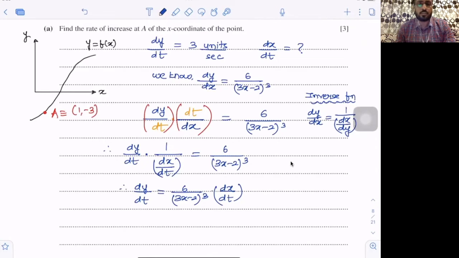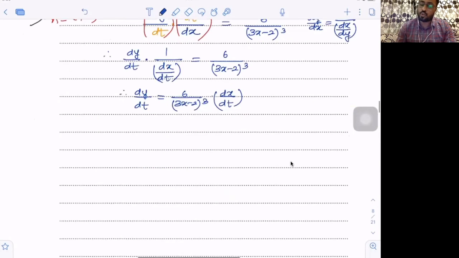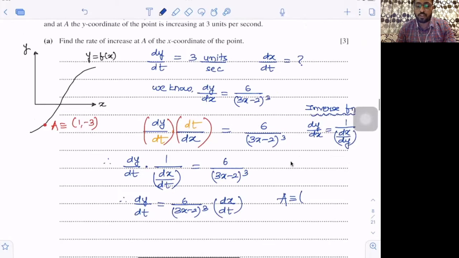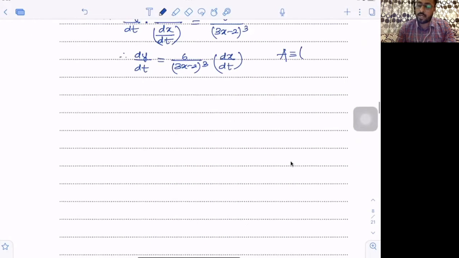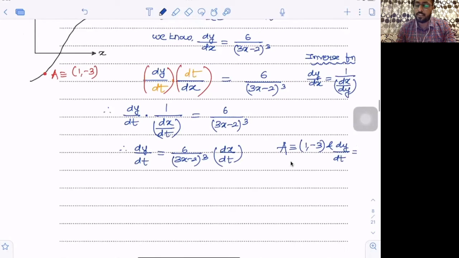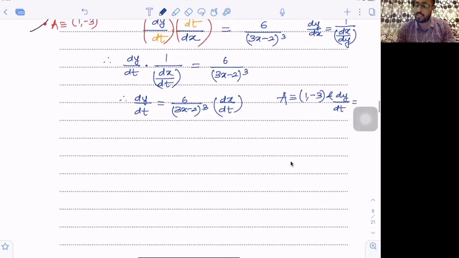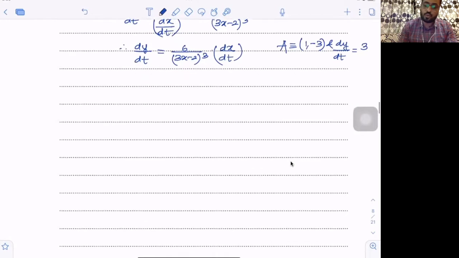So let's plug in all the values that I know. I want to find dx upon dt, and dy upon dt for the point A is given to us. The coordinates of point A are 1 comma minus 3. So I write here 1 comma minus 3, and dy upon dt is given to us as 3 units per second. So dy upon dt is 3. So I get 3 is equal to 6 divided by 3x minus 2 the whole cube.